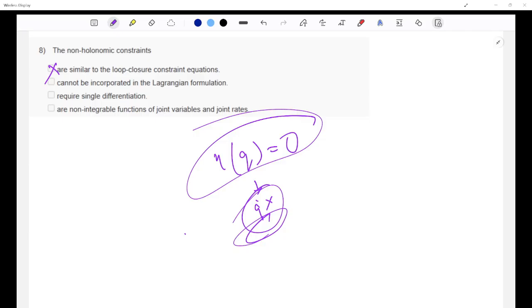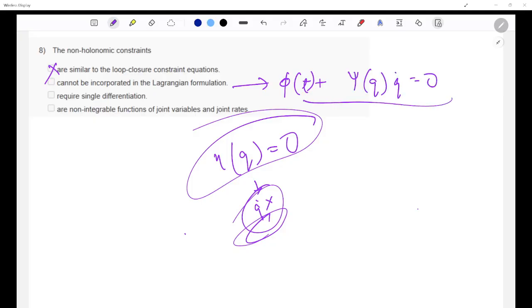Non-holonomic constraints, I won't go into the details, but they can be written as phi t plus psi q into q dot is equal to 0. Then the Lagrangian equations are modified using the Lagrange multiplier, so they can be included, and this is also incorrect. The third is it requires single differentiation. So the holonomic constraints require two differentiations when deriving dynamics. Differentiate once and you get velocity constraint, differentiate twice, you get acceleration constraint.